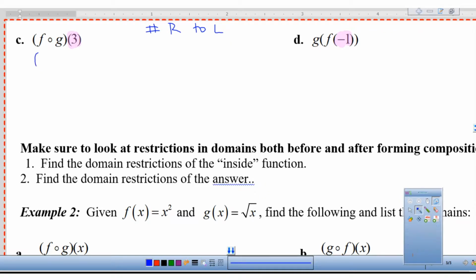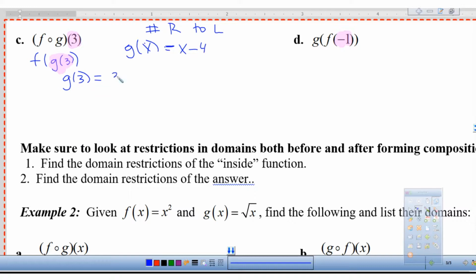So let's rewrite this as f of g of 3 because that's the same thing. I'm always going to rewrite it like that because I think you're going to be better at it. Then you have to start at the right, which is g of 3. So let's all write g of 3 equals. If you look at your g of x, it is x minus 4. Now wherever I see an x, I'm going to put in a 3. So it's just going to be 3 minus 4, which gives you a negative 1.